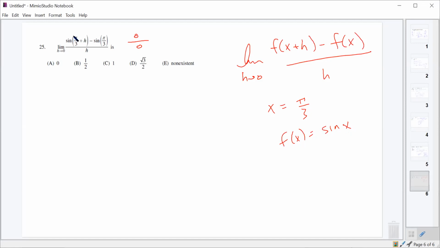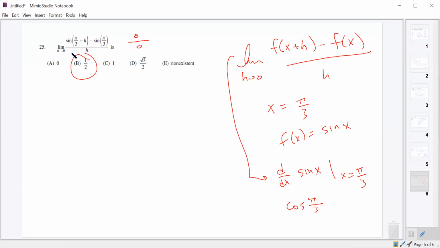Right? So we have sine of the x value plus h minus sine of the x value, that satisfies the top, all divided by h. If we recognize that this is the limit definition of the derivative, we can then just say that this is the derivative with respect to x of sine x at x equals pi over 3. And so this is just the cosine of x at pi over 3, or the cosine of pi over 3, which we should know is 1/2, right? So that's one way we can do it.